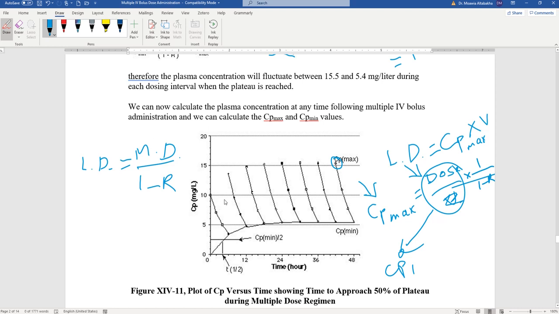Now we will talk about designing the dosage regimen, inshallah, in my next topic.